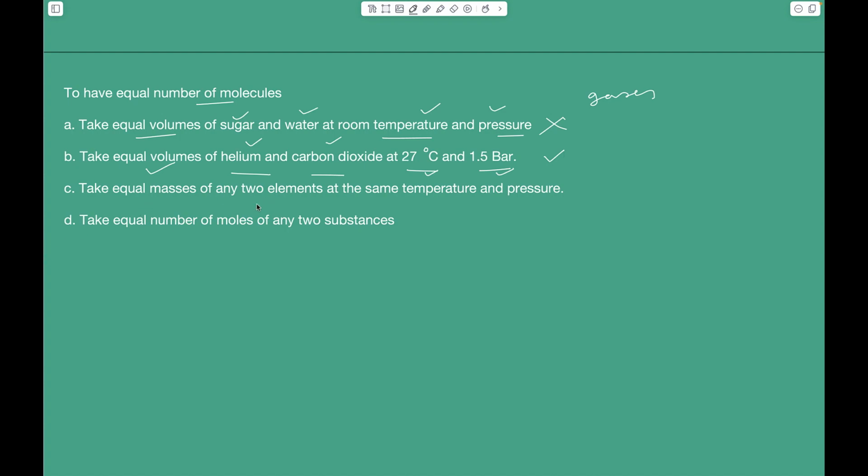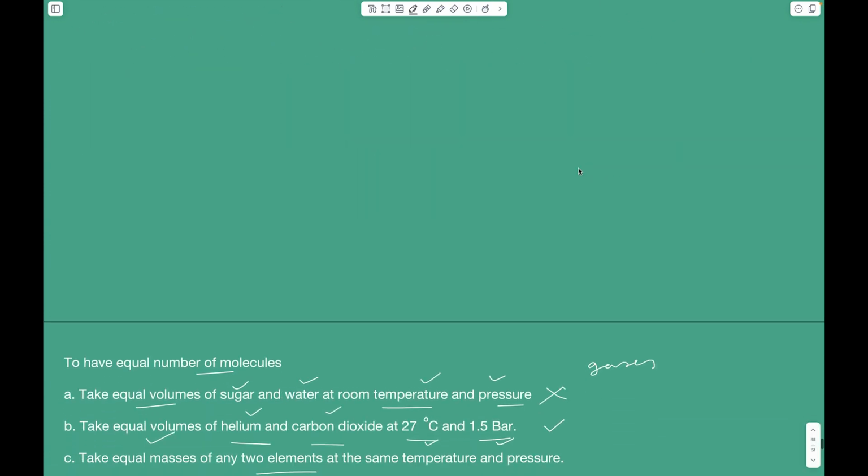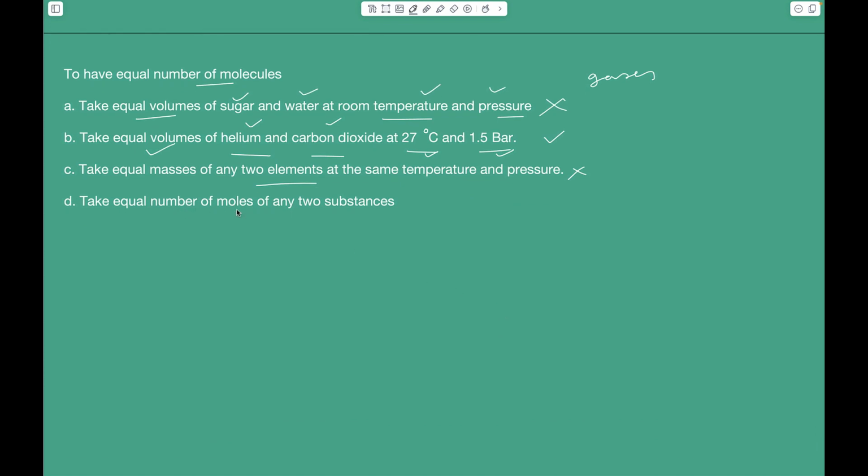Take equal masses of any two elements at the same temperature and pressure. No, this may not work. We have already tried that here. We took equal masses of oxygen and helium. They do not have equal number of moles. That means they do not have equal number of molecules. So this may not work. Take equal number of moles of any two substances. Of course, this would work. Right? 1 mole of any substance contains an Avogadro's constant of particles. So if you have equal number of moles, that means you have equal number of molecules.